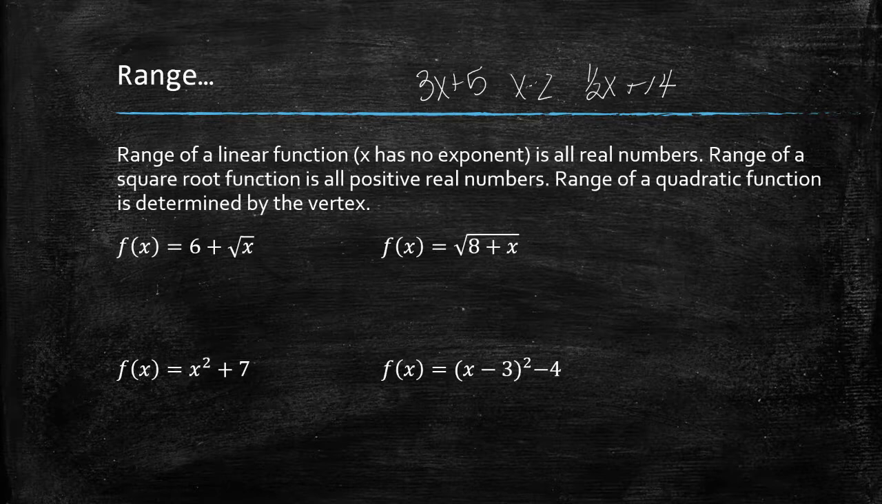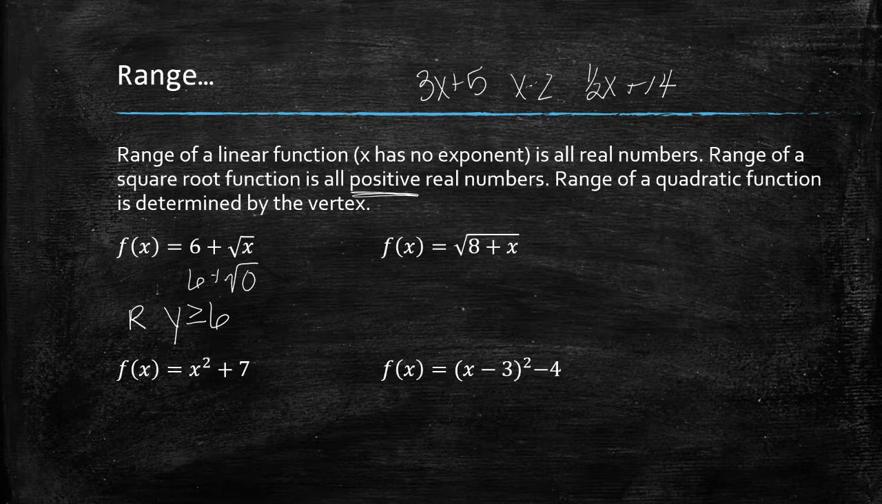A square root function is going to be all of the positive real numbers. And then a quadratic is going to be determined by the vertex. So for this first one here, the range is going to be all positive real numbers. Think back, we just figured out that the domain is 0, right? So if I put in 0 here for x, I get 6. That means that the range is going to be anything greater than or equal to 6.